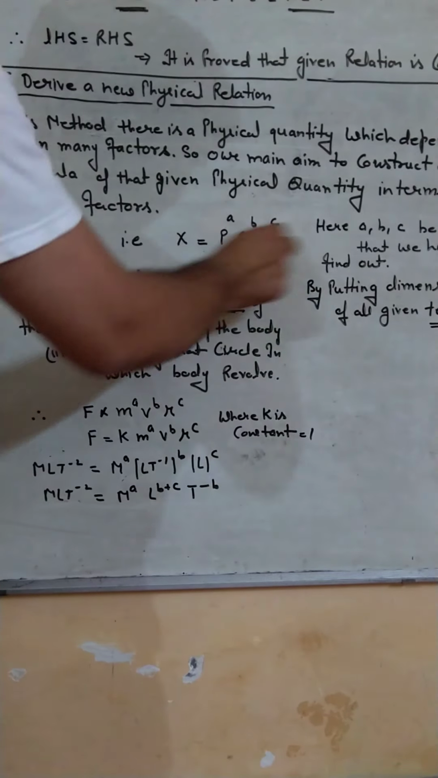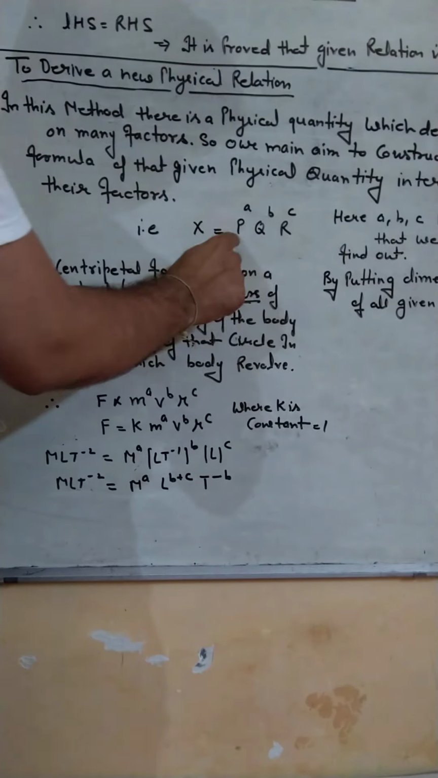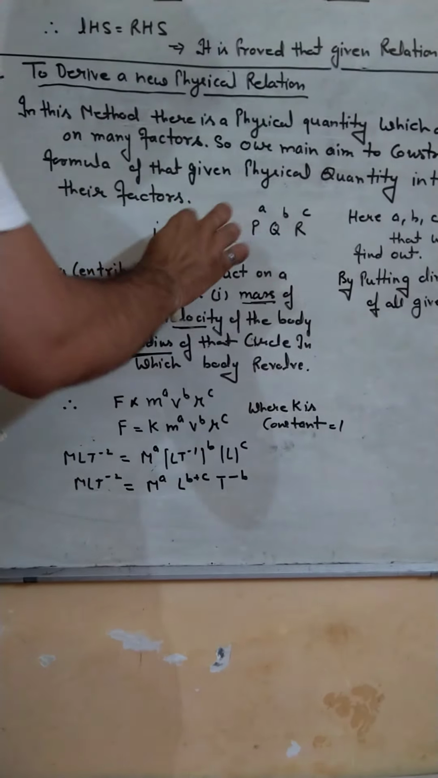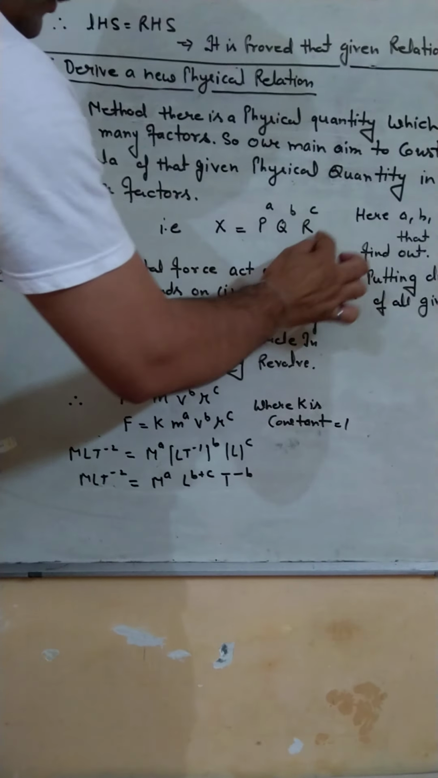Here we are taking some examples. If the given quantity is x and there are three factors p, q, r on which this physical quantity depends, then its formula will look like x is equal to p to the power a, q to the power b, r to the power c.